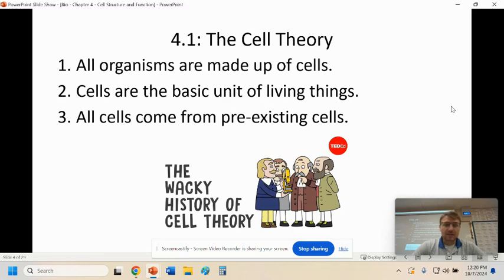The second part is that cells are the basic unit of living things. That means that the smallest thing we consider living is a cell. And all cells come from pre-existing cells. That means that if a cell is here today, it had to come from a pre-existing cell from earlier on. Now, these are concepts that we should know today, but they were new and really revolutionary for that time period in the 1600s.